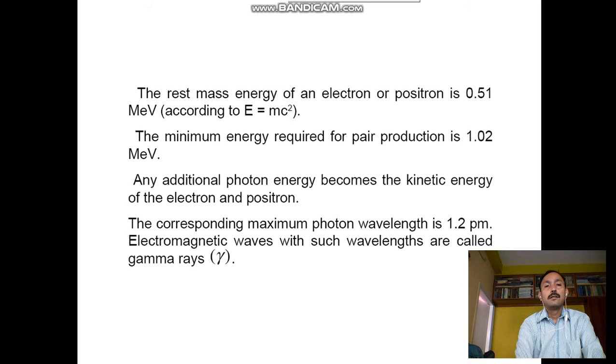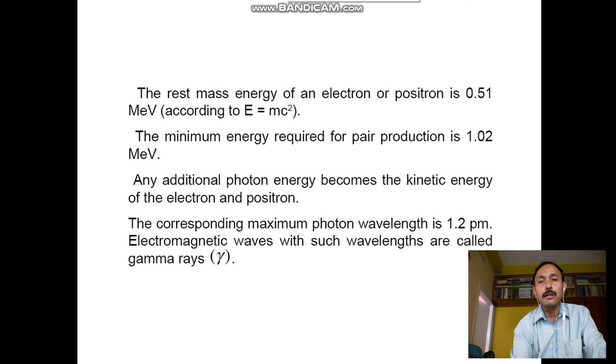The rest mass energy of an electron and positron, as calculated from E equals mc square, is 0.51 MeV. So for the electron it is 0.51 MeV, and for the positron it is 0.51 MeV. So the minimum energy required for pair production is 2 into 0.51 MeV, that means 1.02 MeV. So the pair will be produced. Now if they are moving with some kinetic energy, additional photon energy is required. Any additional photon energy becomes the kinetic energy of the electron and positron.